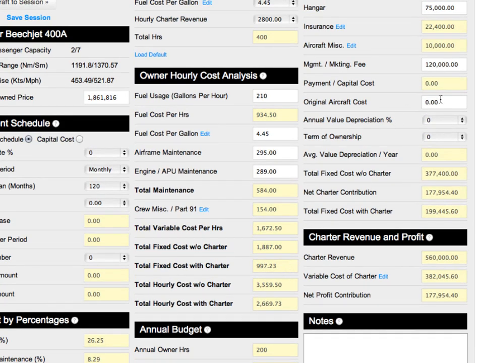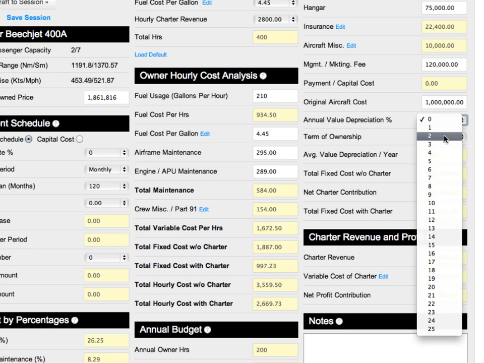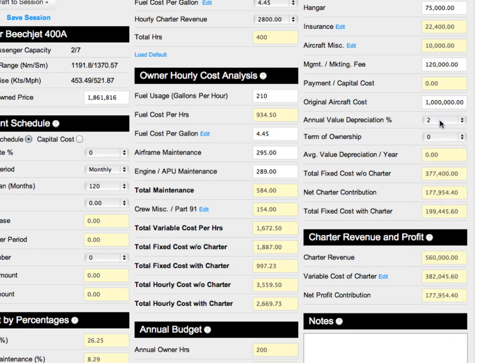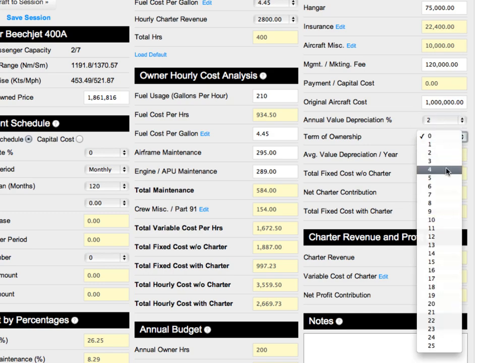Now the guys today are always asking me, well, what's my airplane going to be worth in 3 or 4 years? And they want to see that in some of the numbers. So this is the residual value portion of it. So maybe, for example, I'm going to end up paying $1 million for this Beechjet for this guy, and I'm going to say, hopefully 2%. It's kind of a guess, but that's kind of the residual, and he's going to own it for 4 years.